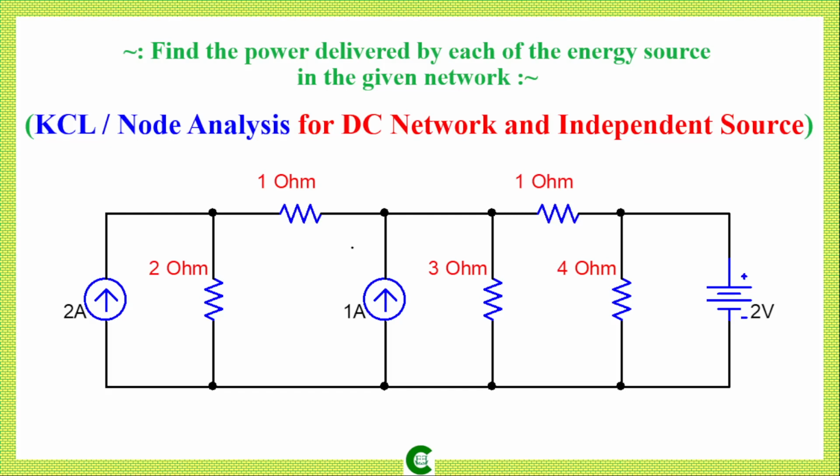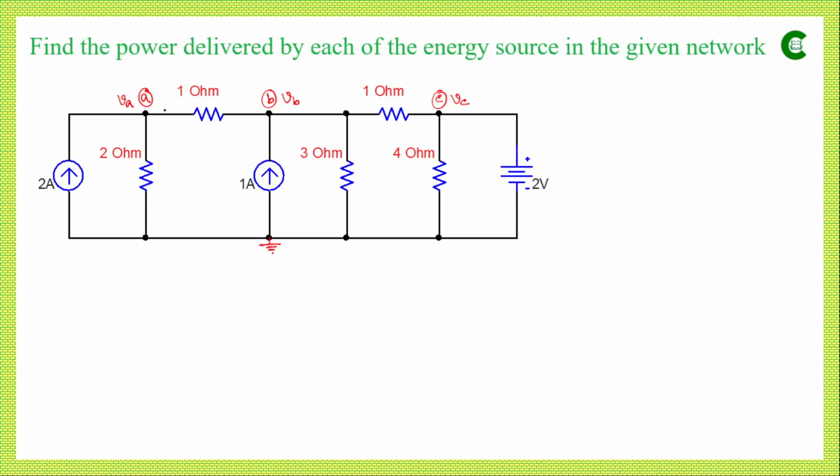Now since we are here focusing on KCL or node analysis, we will form node equations. This is our first node that we have marked as A, and the corresponding potential we have assumed as V_A. Similarly, this is our node B, the second node, which is similar to this node only, and the potential of that node we have assumed as V_B. And this is our third node that has been marked as C, with the potential V_C. And this is our reference node.